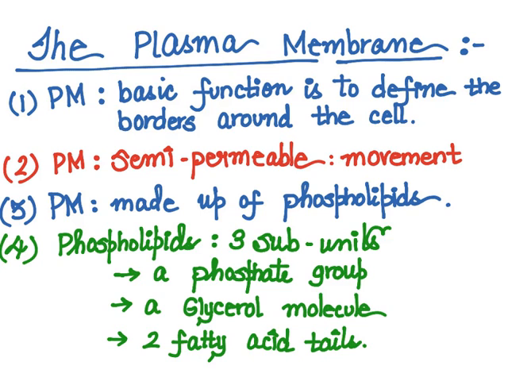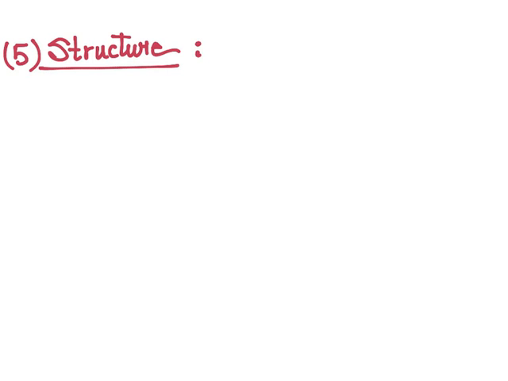All right, so on the next page we will move on further about the plasma membrane. So point number 5, the structure. How we show the structure is basically there is a little circle by which we show the head of the plasma membrane and then the tails. So the top part is called the head, and it's basically a phosphate group.